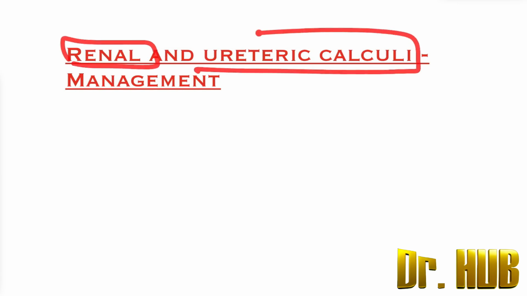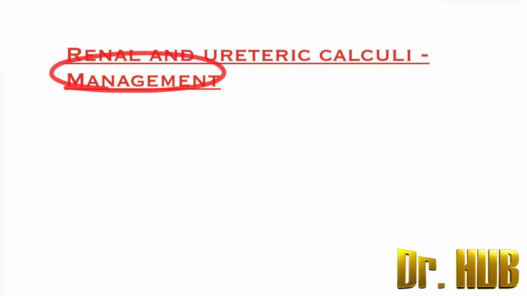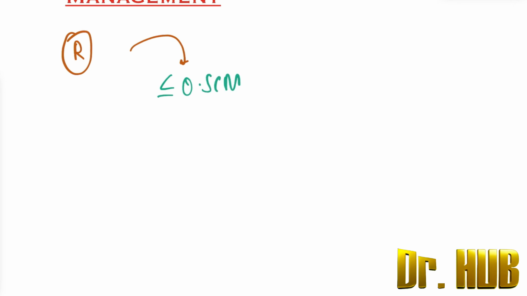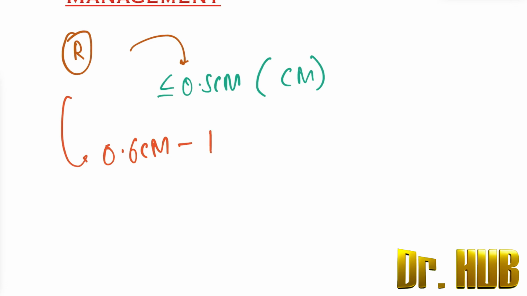Renal and the ureteric calculi, and we are looking at the management. So first, when you look at the renal calculi, here there are three categories. Each of them has its respective management. If it is less than 0.5 centimeters, then there is conservative management. Second, if it is 0.6 centimeters to 1.5 centimeters, in this case we move on to the ESWL.